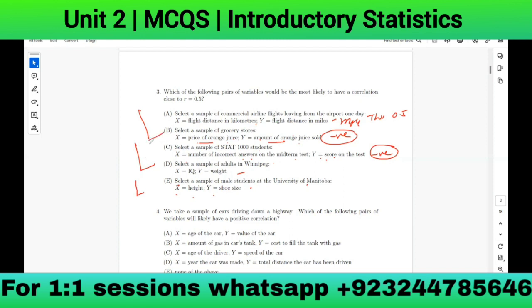So shoe size basically increases with the height. So it means this is a positive correlation. It equally increases, so it can have an r of 0.5. So our correct answer is E.